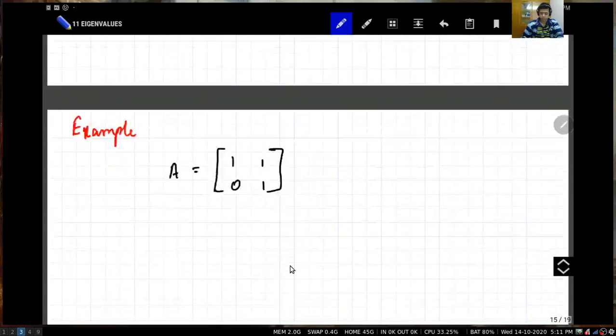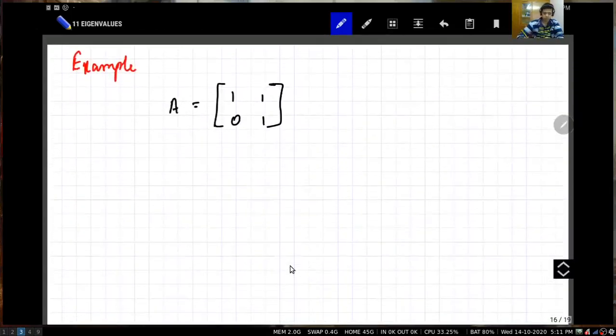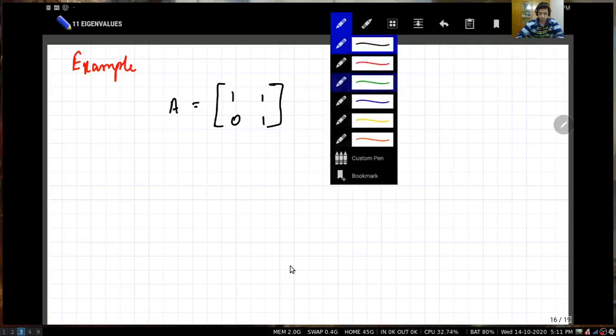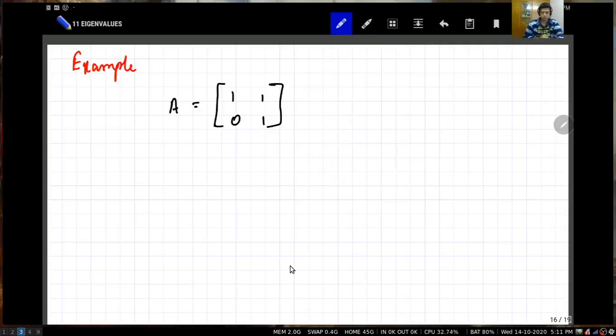Okay, so let's work out some simple examples, right? So let's start with an example that I had introduced in the previous lecture. So the matrix A is the following matrix. It is 1 1 0 1. We've already seen a proof that this matrix is not diagonalizable. So let's verify it using the conditions that we have. So first let's find the eigenvalues of this matrix, right?